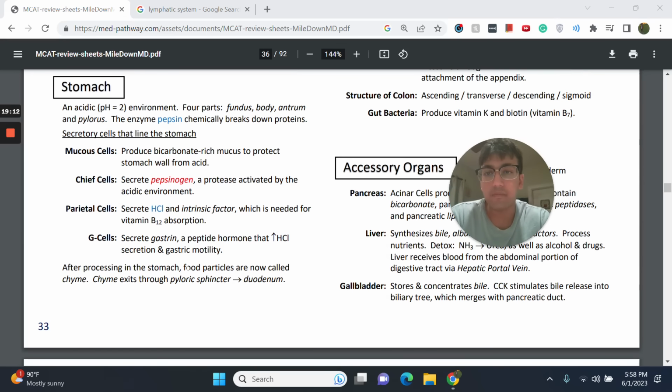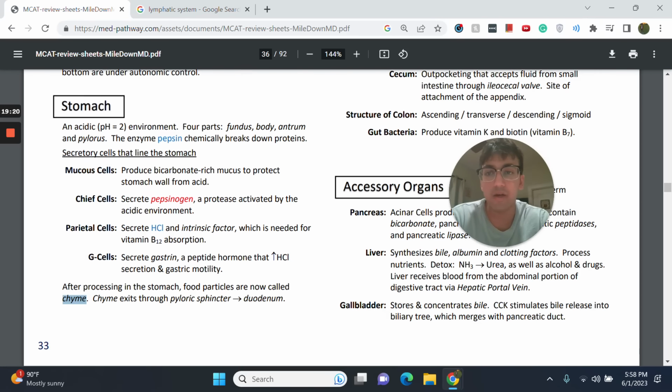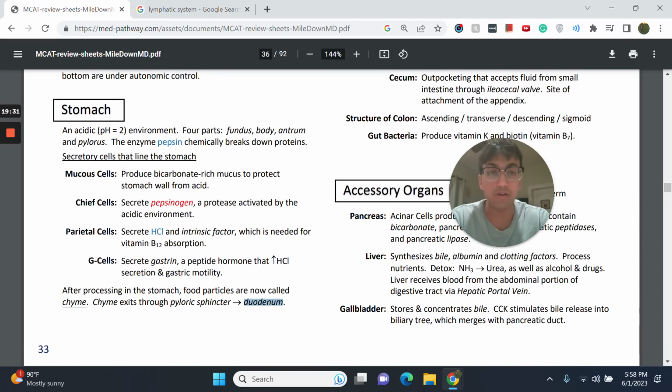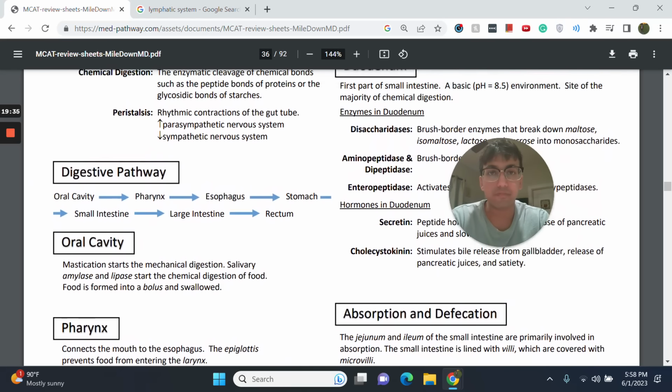Okay. Now, food particles that have been processed in the stomach are now called chyme. So if you remember from the mouth, it's called bolus, and now it's called chyme. Chyme exits through the pyloric sphincter, which is the last part of the stomach, and it goes into the duodenum, and the duodenum is the first part of the small intestine. Okay.